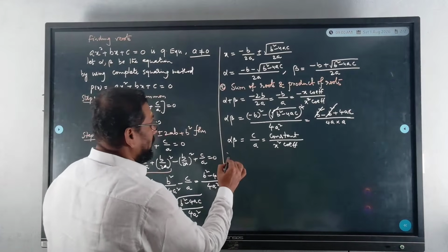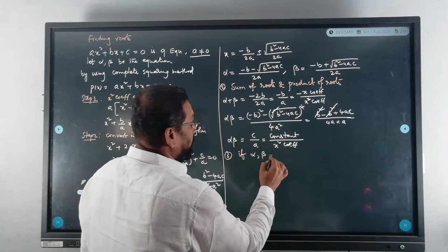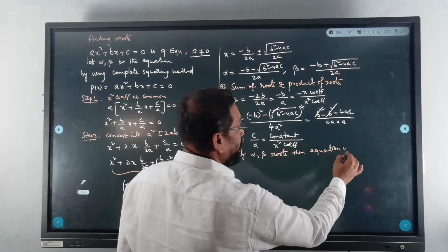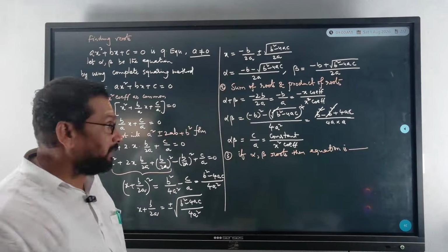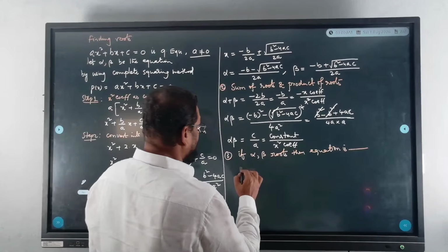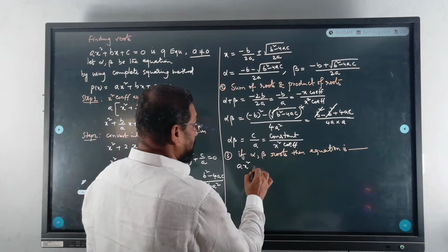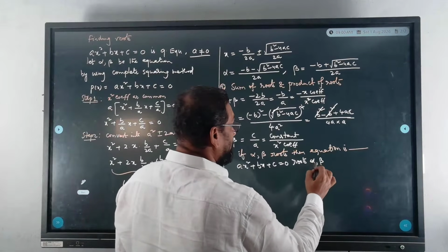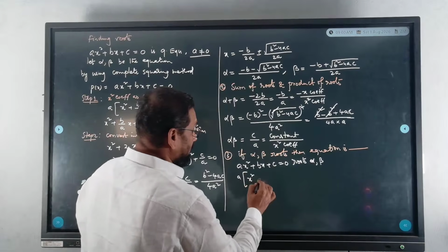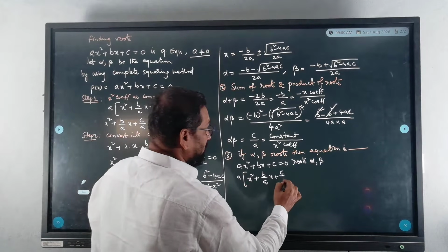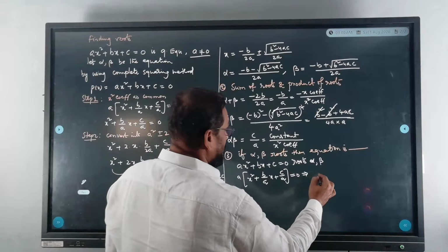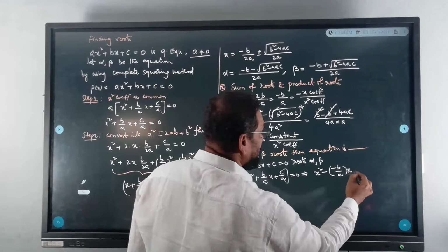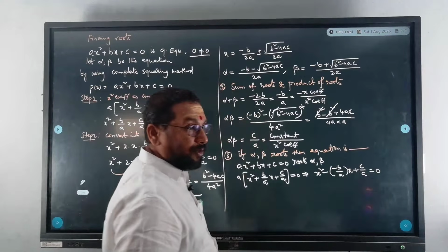Okay. Now third one is, if alpha beta are roots, then equation is. So let the equation be ax square plus bx plus c equal to 0 with roots alpha comma beta. So a as common, x square plus b by a x plus c by a equal to 0. So x square minus of minus b by a times x plus c by a equal to 0.